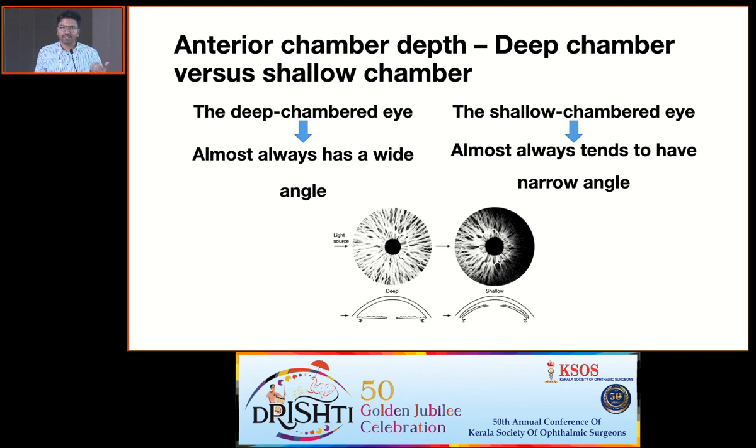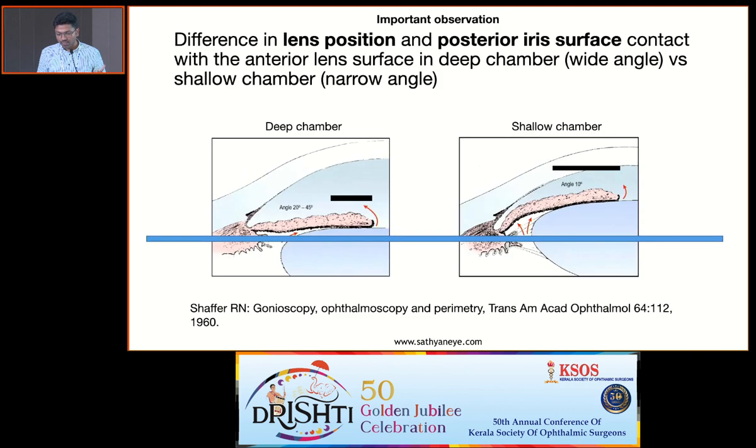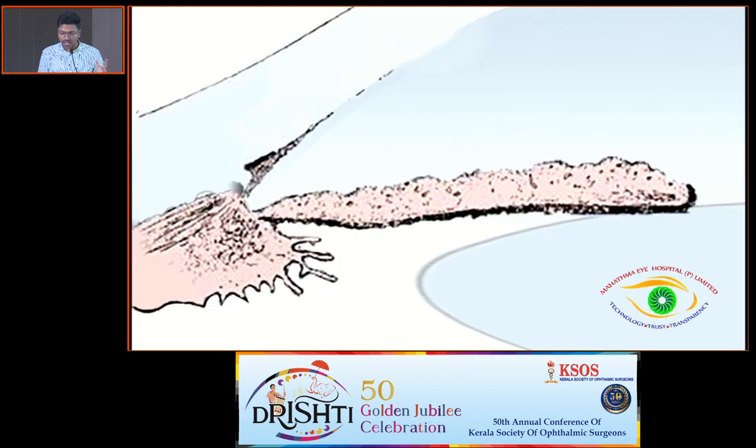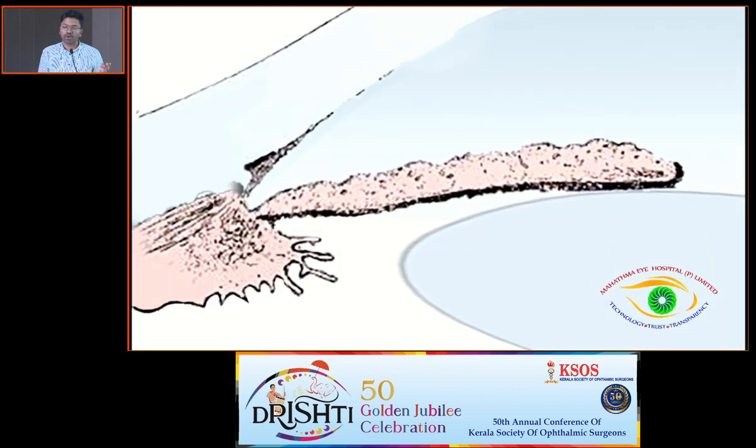What it implies is that whenever we see a hypermetropic eye, we have to be very careful about the angles, and we have to see what is happening in their angle structures also. This is a very simple diagrammatic explanation. If you see a deep chamber, there is a very large opening, and if you see a shallow chamber, there is always a closed angle structure, because the lens is swollen and it's causing the aqueous to drain in not a proper way.